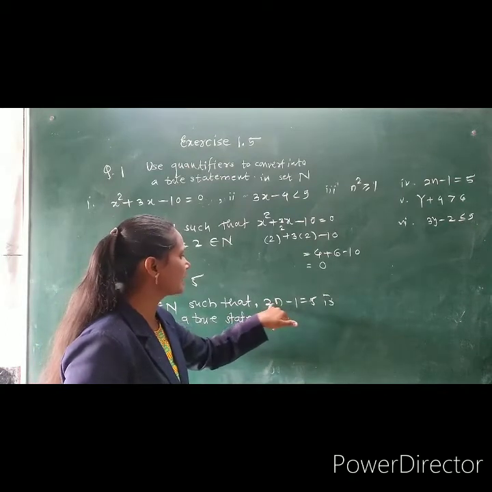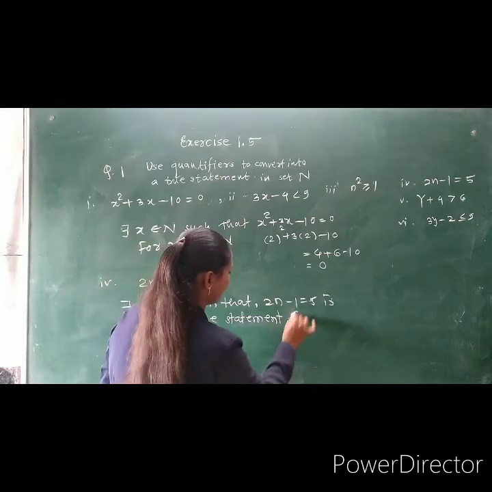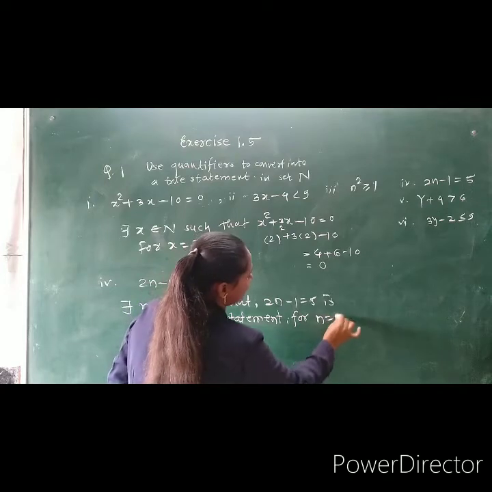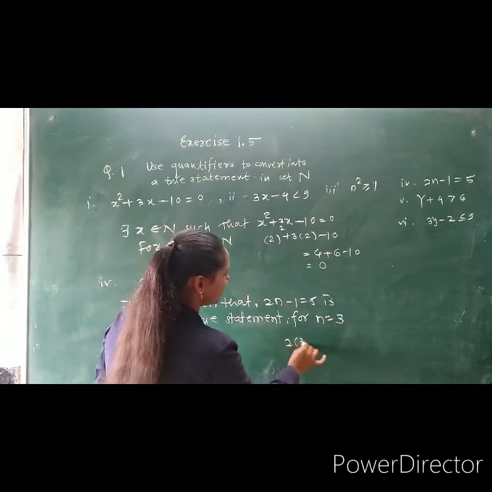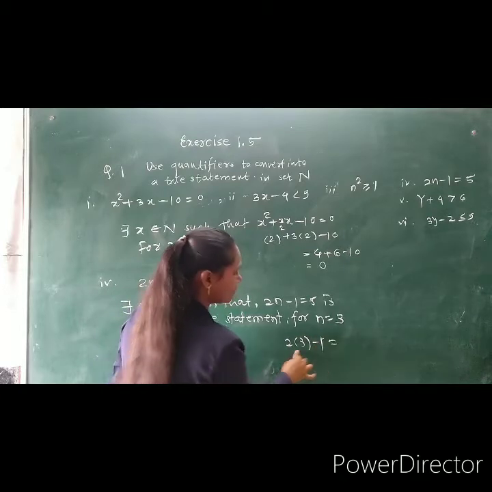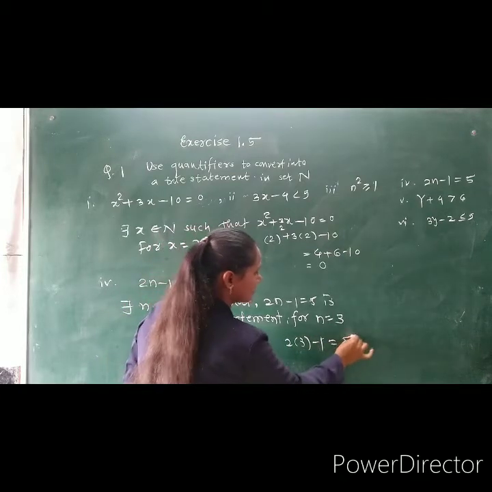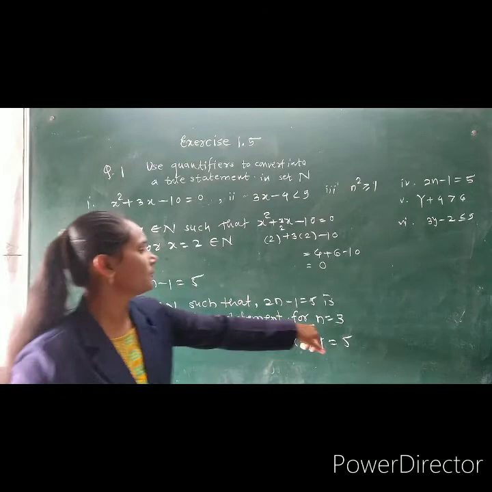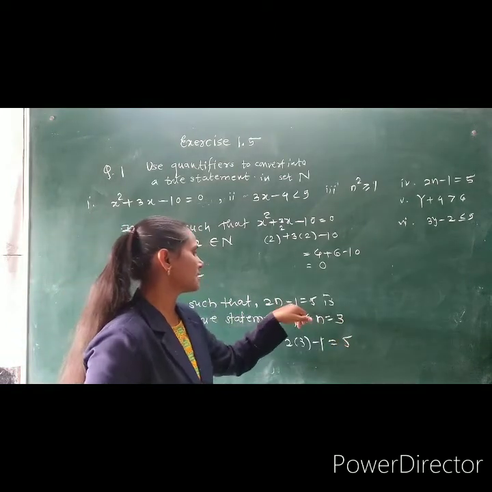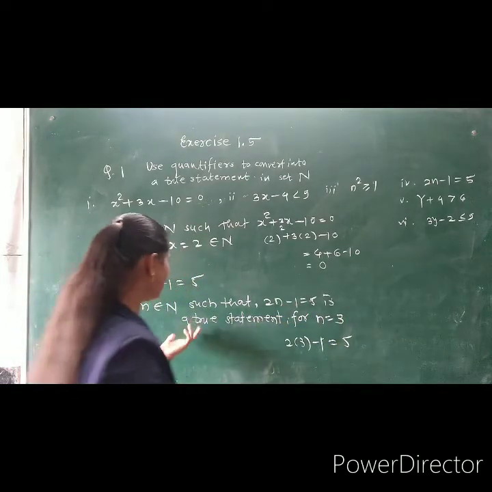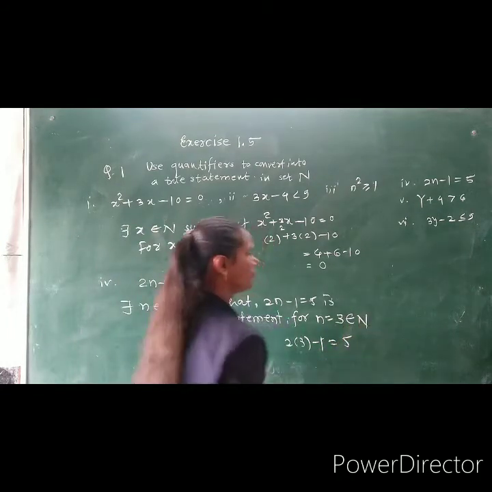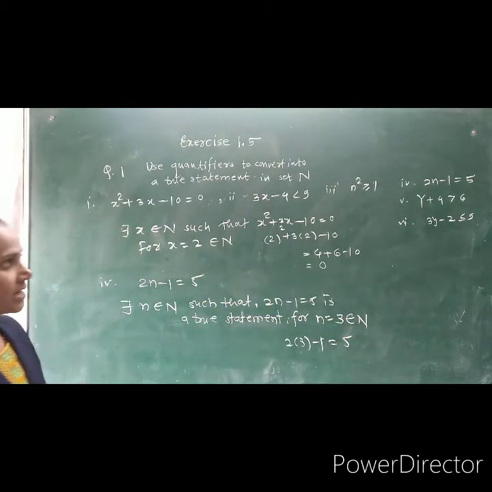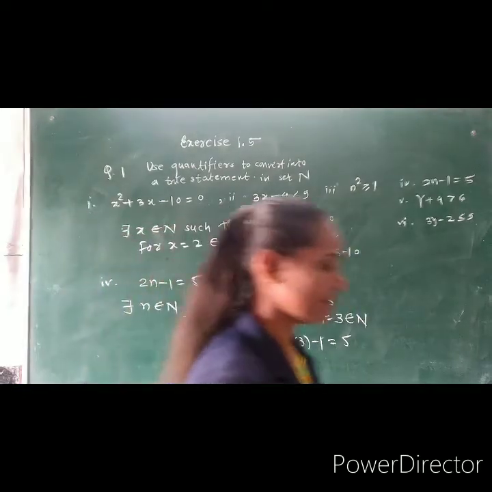If we take n is equal to 3, then 2 into 3 minus 1: 2 into 3 is 6, and 6 minus 1 is equal to 5. So the value n is equal to 3 satisfies this equation. Therefore, this is a true statement for n is equal to 3, and this 3 belongs to the set of natural numbers. Next one is y plus 4 greater than 6.